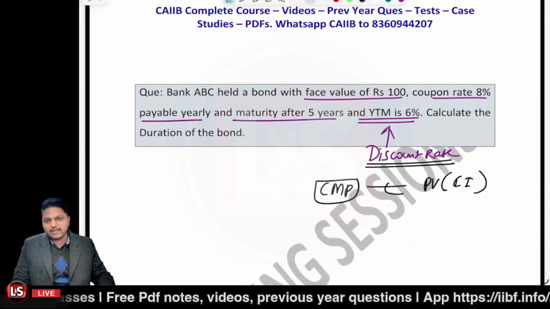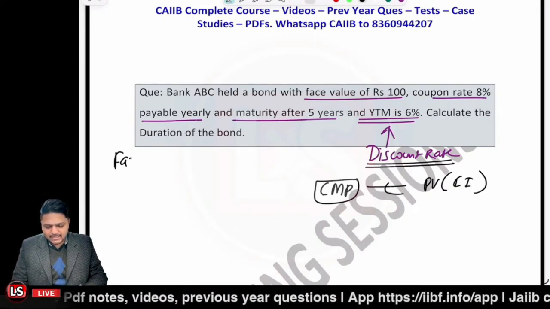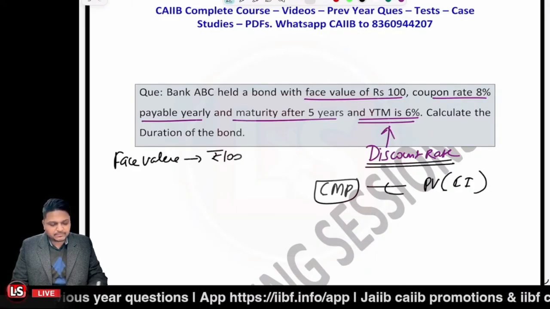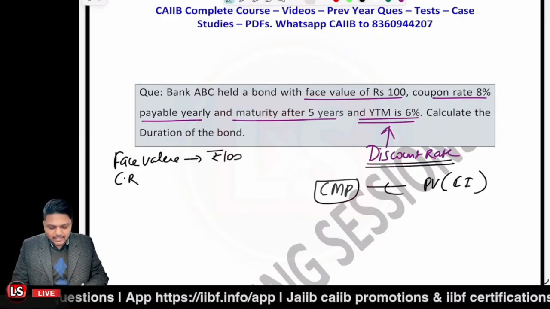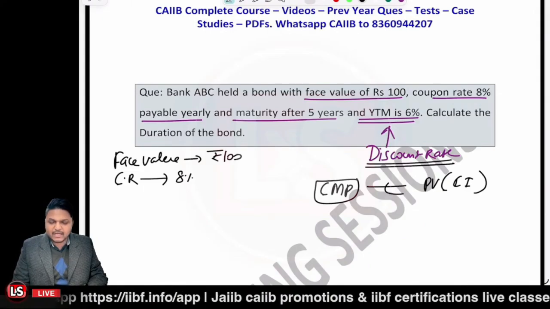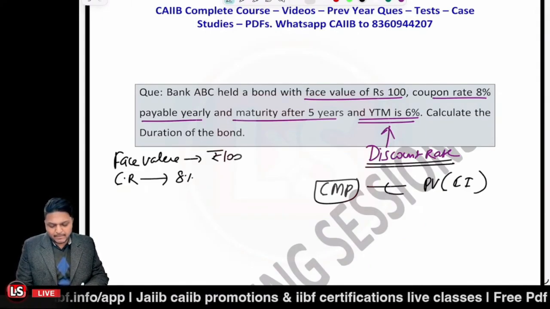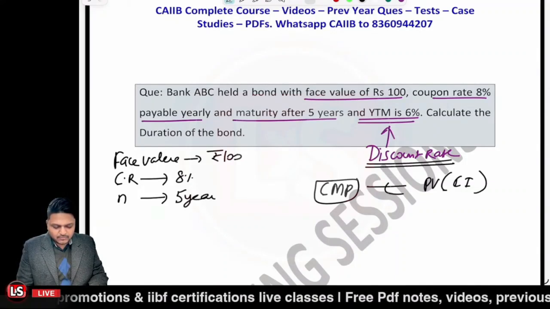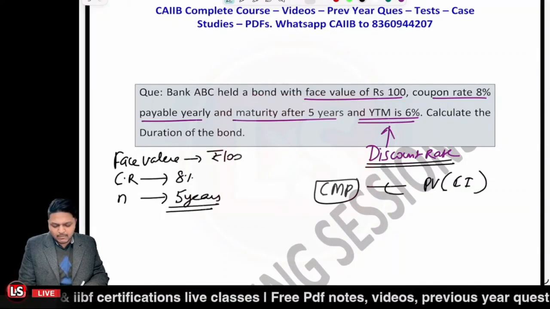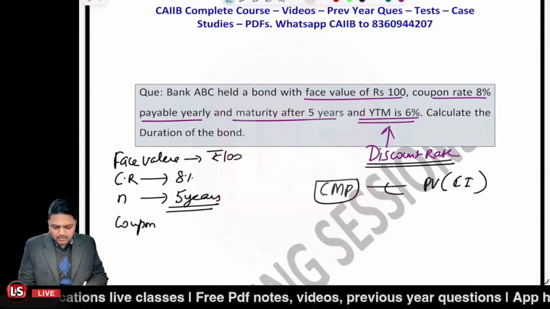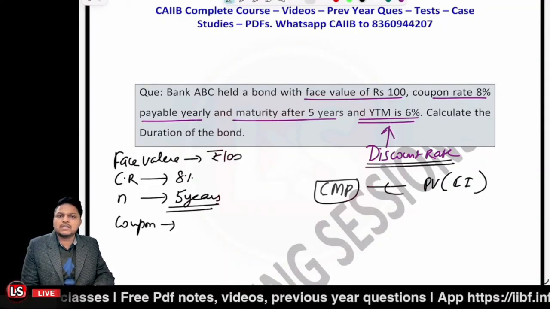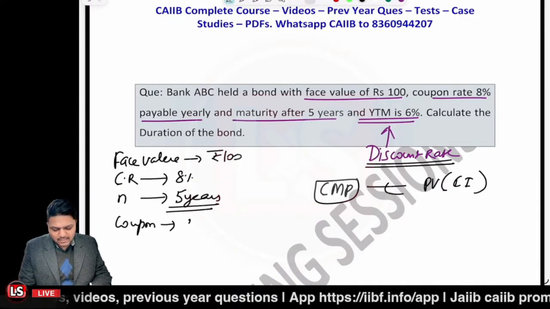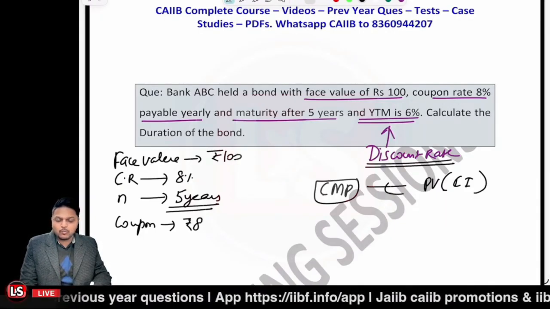So we are provided the face value, or we say the par value, one and the same thing, that is given to be rupees 100. Further, the coupon rate is given to be 8% and is being paid on a yearly basis. Maturity of the bond, or N, is given to be 5 years. Now what will be the amount of the coupon? Coupon is always calculated on the face value of the bond. So 8% of rupees 100 is rupees 8. That will be the coupon that will be paid.